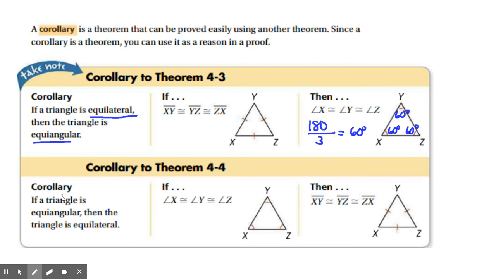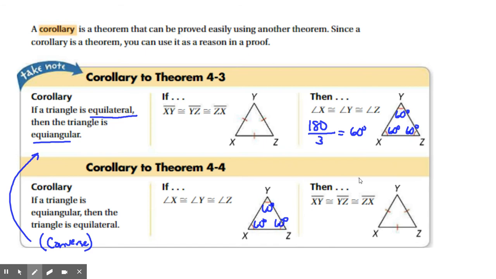Now, this idea down here, if a triangle is equiangular, then the triangle is equilateral, is just the converse to the one above. We just switched equiangular and equilateral. So if you know that all your angles are congruent, if you know that the three angles are each 60 degrees, then you know that this triangle has three congruent sides.